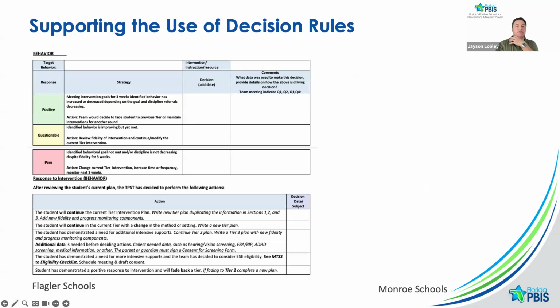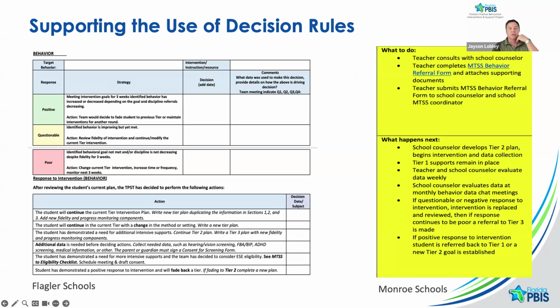Okay, so the district, and we've heard this in the chat quite a bit, about the districts providing you guys fidelity tools. And they're possibly providing supports around decision rules. So while these might be good examples of district guidance for decision rules, schools, you can see that these are pretty general. And so individual schools may also need to determine what's positive, what's questionable, and what's a poor response to intervention. So they may need to take these a little bit further to really meet the needs of their school and the dynamics of the student body there.